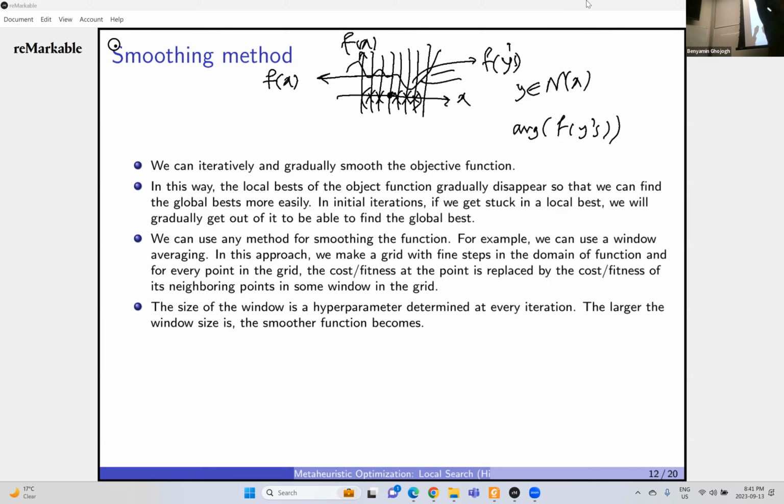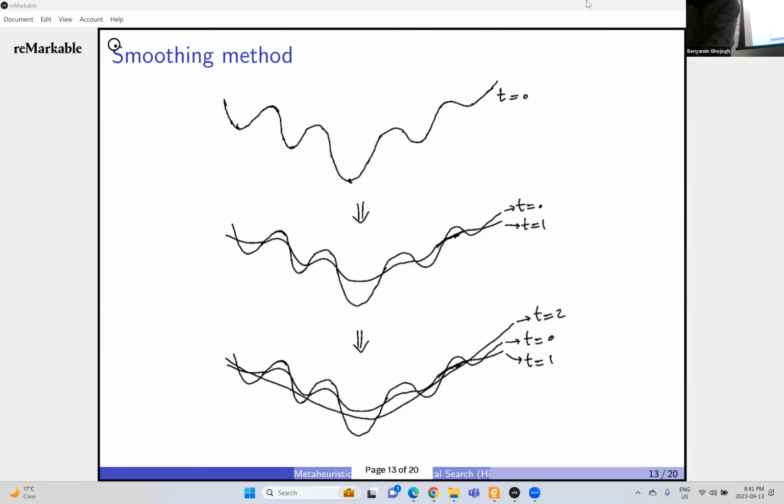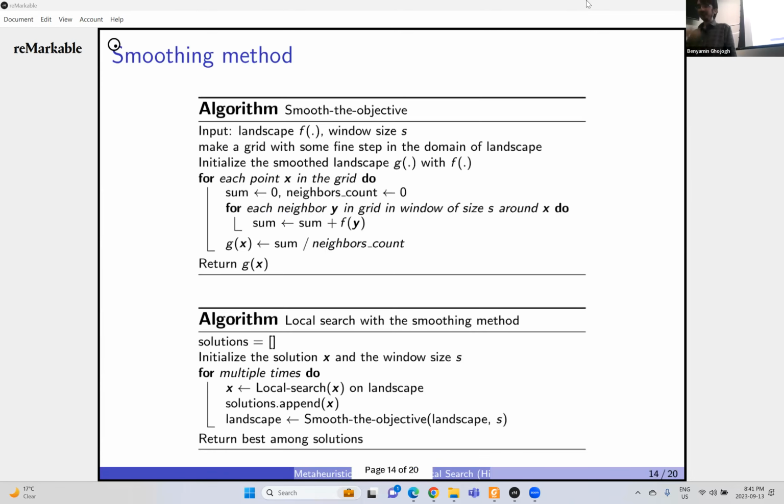The other way around, if it is too high, too mountain, too peak, it comes down because of its neighbors, right? So it's a smoothing technique. Therefore, gradually I can smooth the function and do the local search. So smooth the objective. I can have the landscape f, window size s. Again, window size s is a hyperparameter. When I say hyperparameter, it means that the user can define, right?